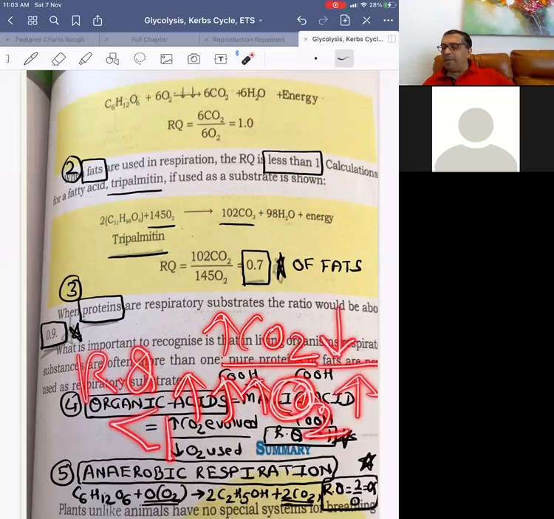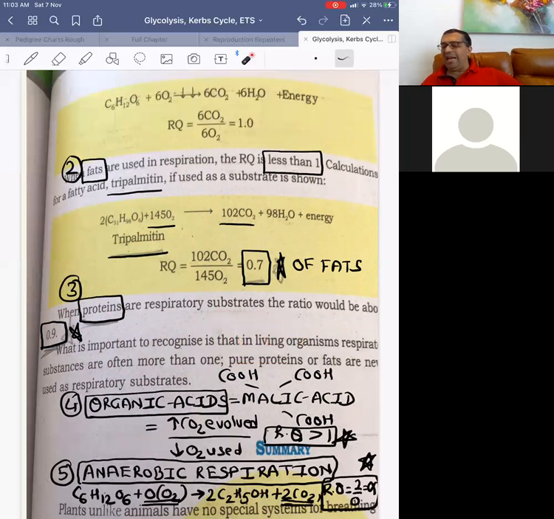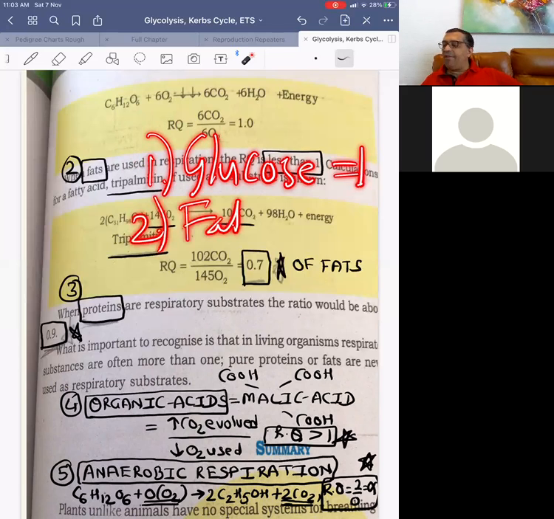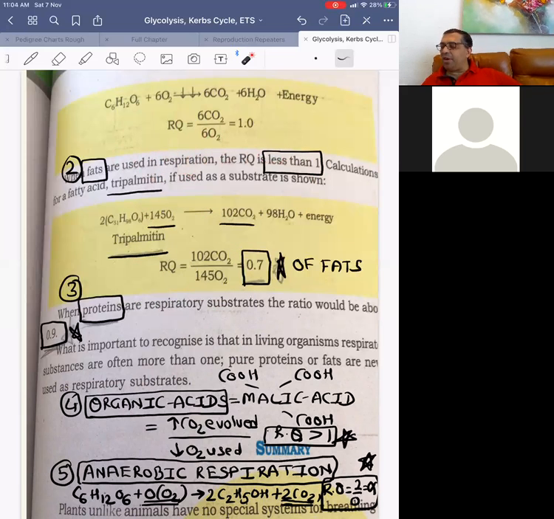और proteins के लिए specific RQ कितना है? 0.9. So once again, ग्लूकोज का आरक्यू क्या है? ग्लूकोज का आरक्यू इज एग्जैक्टली 1. फैट्स का आरक्यू इज 0.7 एंड प्रोटीन्स का आरक्यू इज 0.9. ये तीन खास याद रखना.